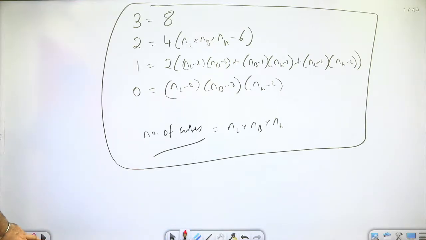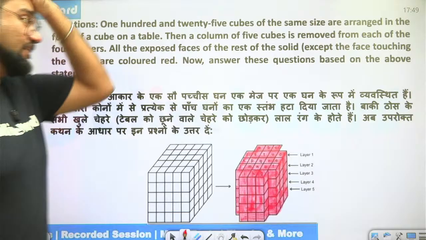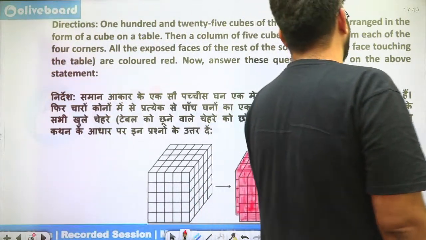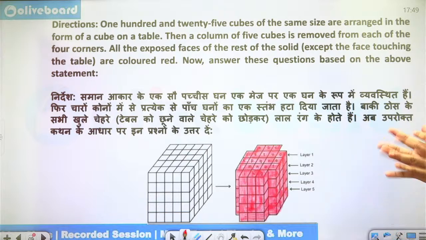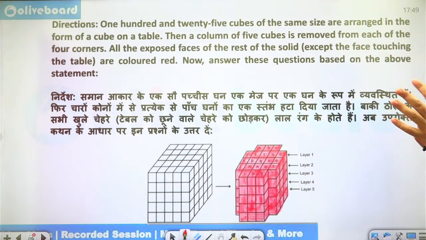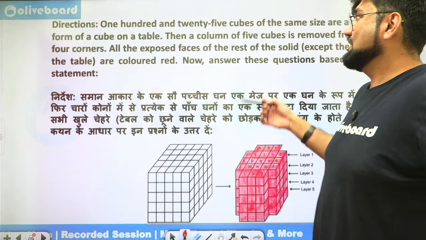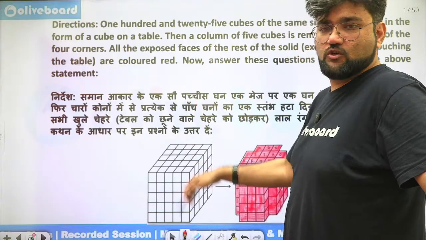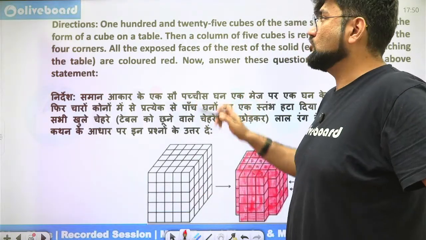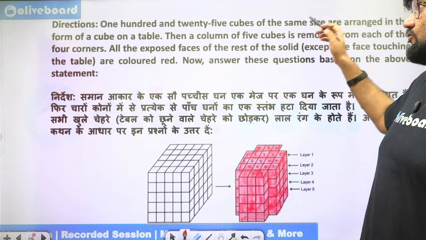Okay. And the last question is a very interesting question. Very popular question on cuboids in a lot of difficult competitive exams. So you should have this exposure if you really want to get good at reasoning. Now this question says, again the figure was not given, but I have made it here so that it's easy for you to understand. There is a cube which is cut into smaller cubes. A large cube cut into smaller cubes. 125 smaller cubes are arranged in the form of a cube on a table.